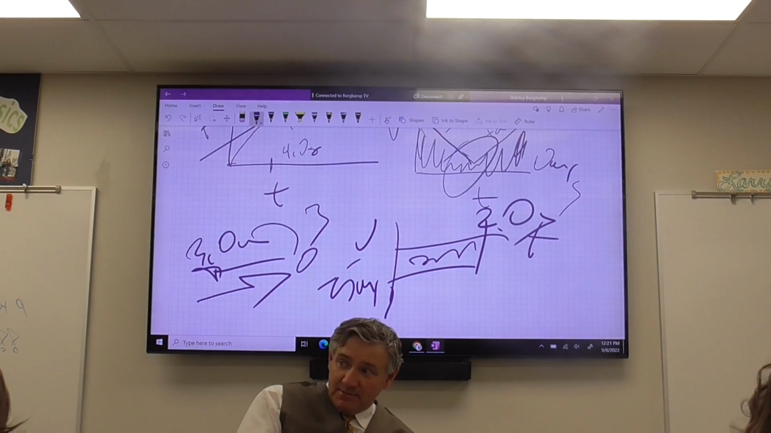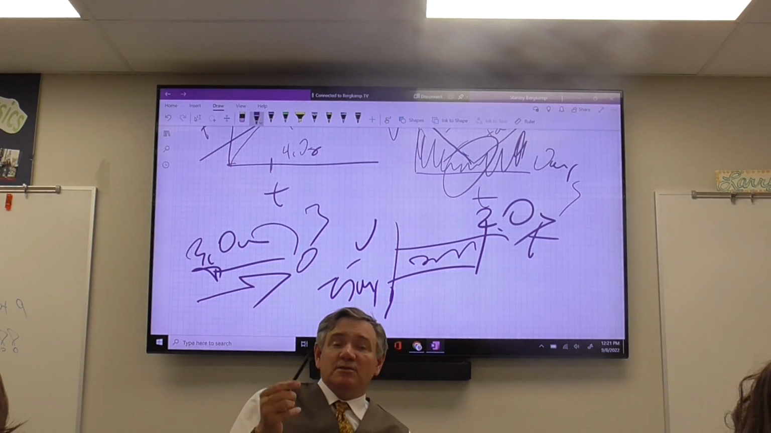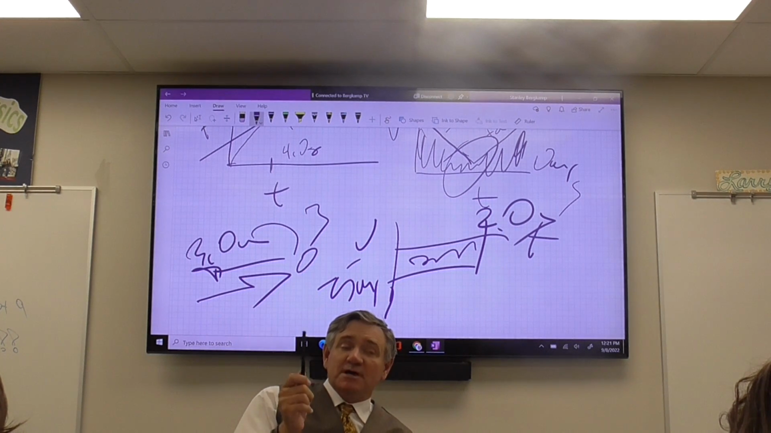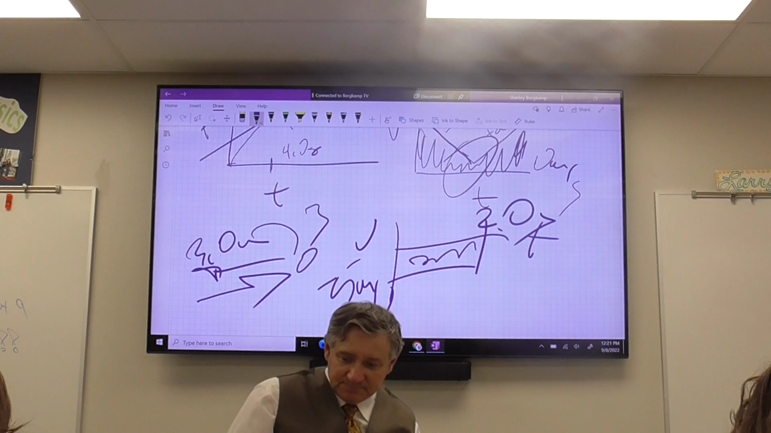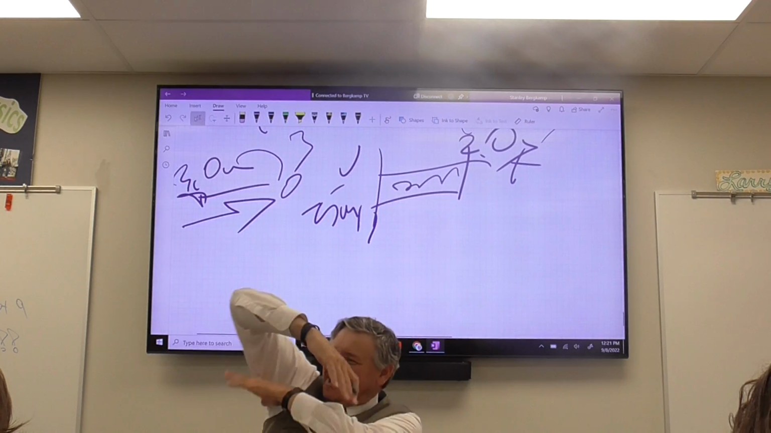If you have negative velocity, how would that look? What would negative velocity and negative acceleration look like on a velocity time graph? Down in this one, and then it would be going this way.